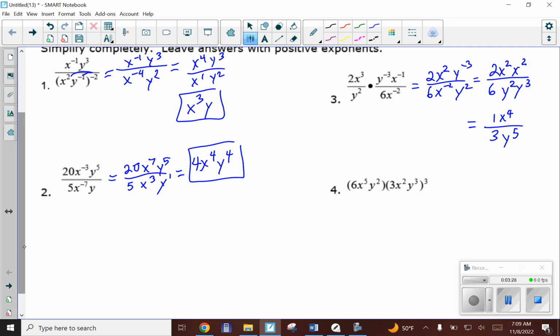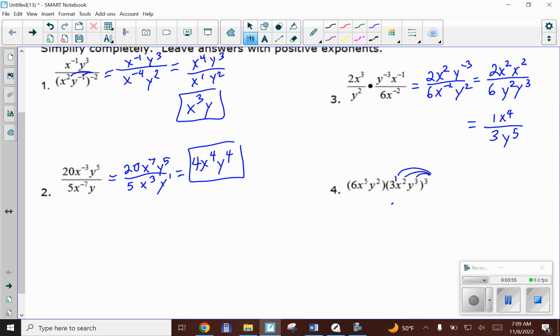Okay, number 4. Number 4 is a little tricky because you have to make sure that you work on the exponent on the outside first. So what we're going to do is take this 3 and multiply it to all 3 exponents on the inside. Now I said 3 because there's a 1 on this 3 right here. And the rule is to multiply the exponents together. So we can't multiply the 3 with the base of 3, but we can multiply 3 with its exponent of 1.